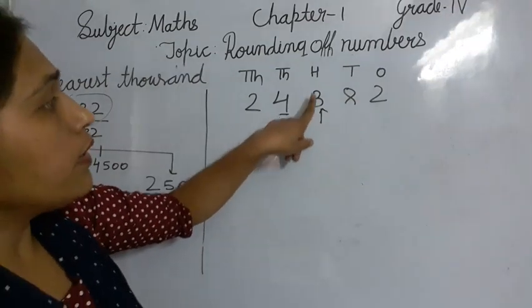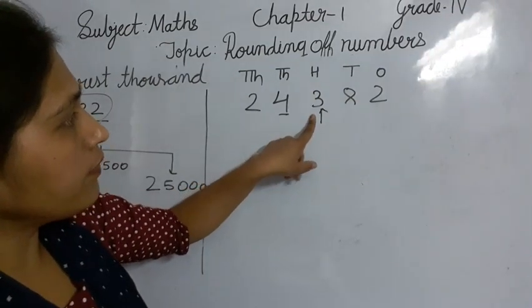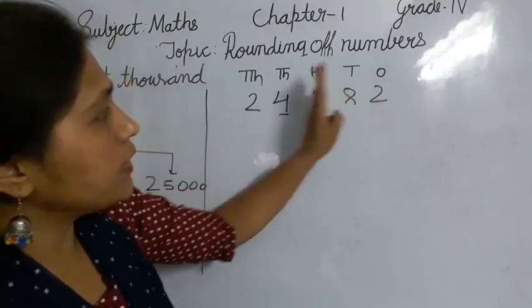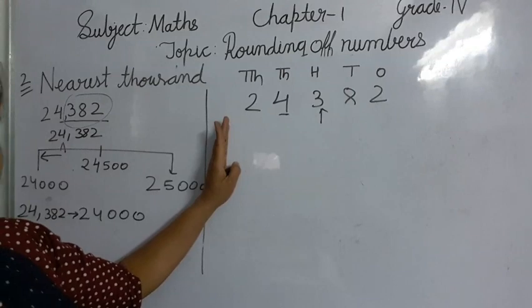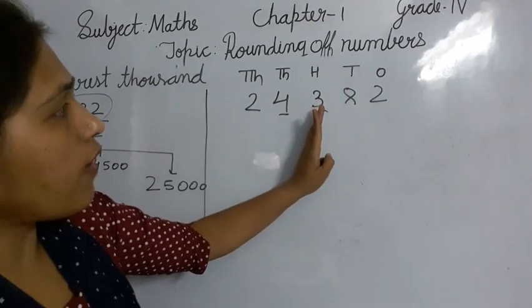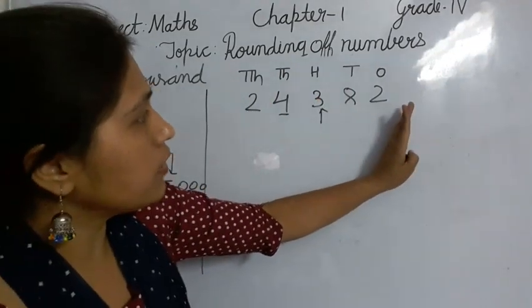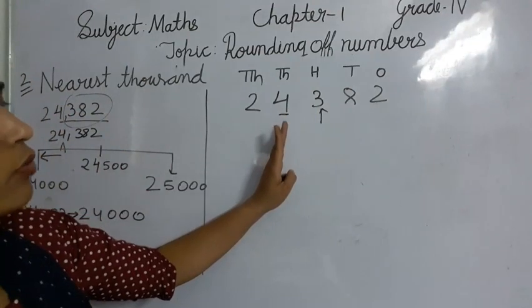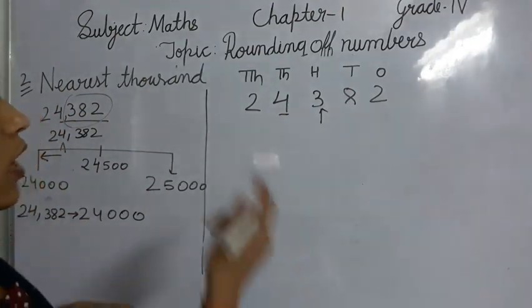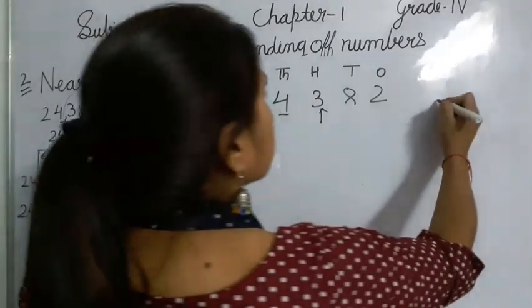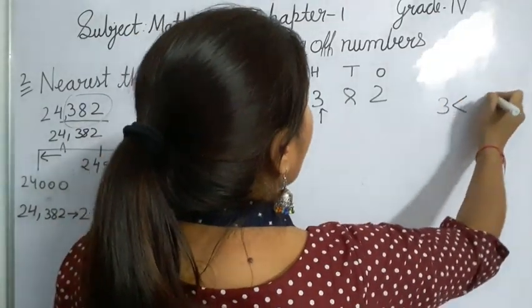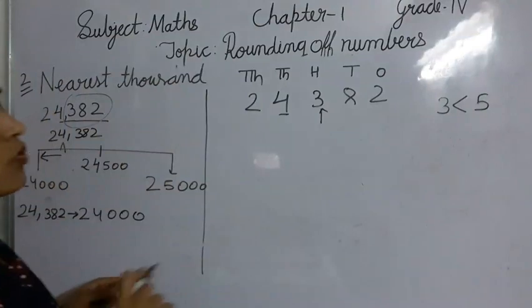If it is less than 5, these digits will be replaced with 0 and the rest will be the same. If it is greater than 5, these will be 0 and this digit we have to add plus 1. So now let's do this. Let's compare the 100 place. 3 is less than 5. Yes. So what will we do?